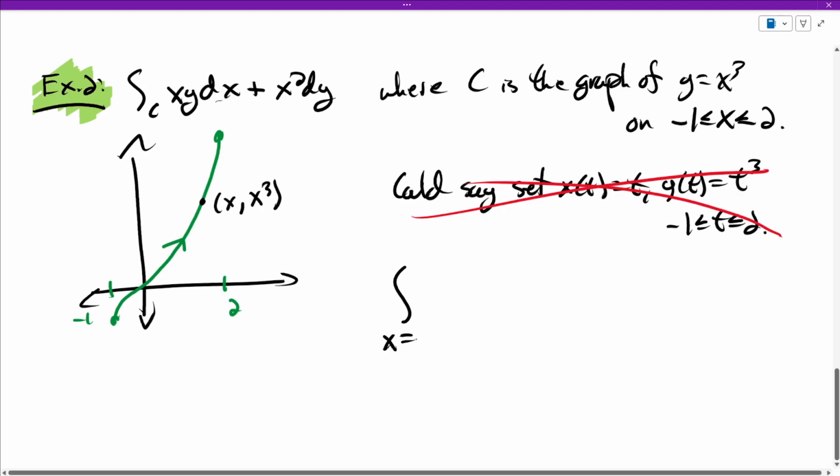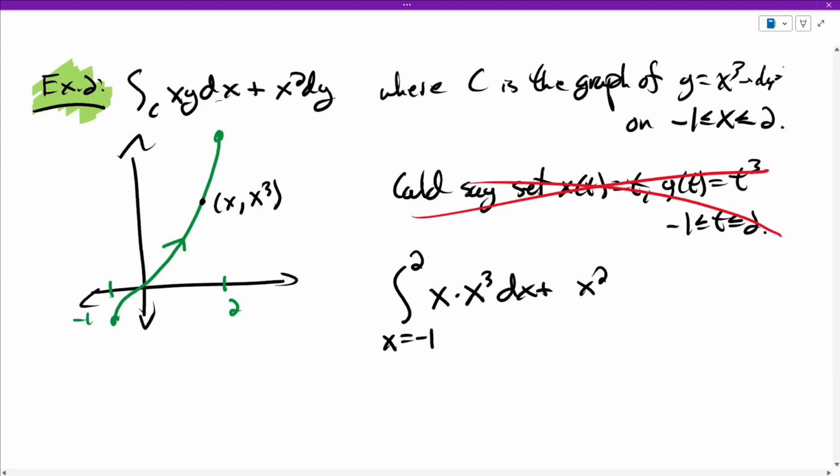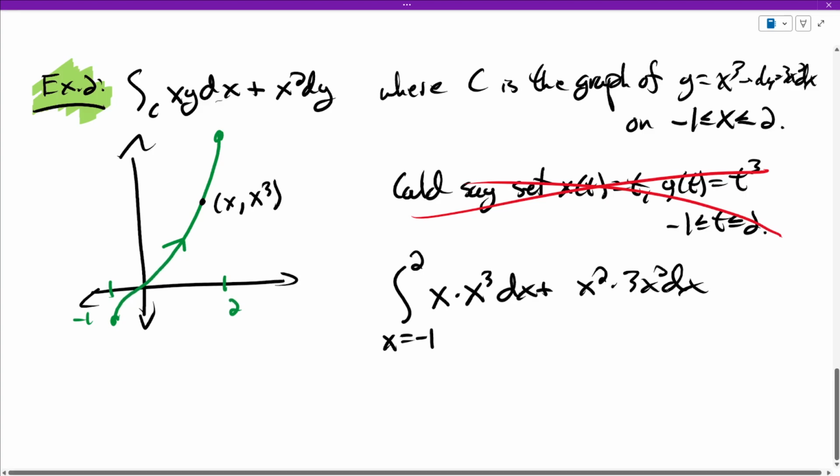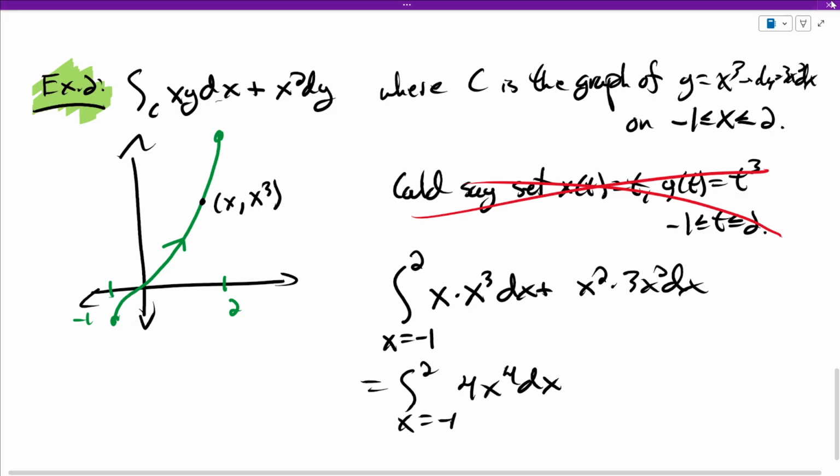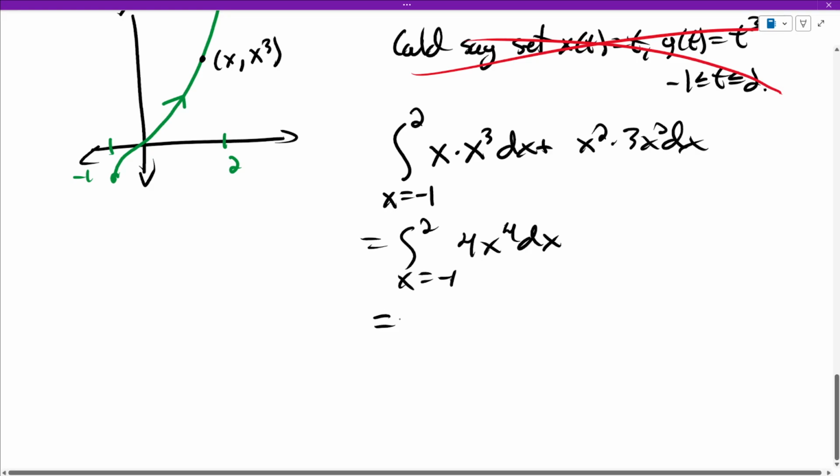All we're going to do here is replace all of the y's with x cubed. So the integral over C is going to be the integral from x is -1 to 2. x is going to stay the same. y is going to become x cubed, so x squared. And then dy, if y is x cubed, dy is 3x squared dx. So that's going to be 3x squared dx. So let's see, what do we have here? We have an x to the 4th, and we have a 3x to the 4th, for a total of 4x to the 4th dx. That's a very easy integral to do. I hope we all agree.